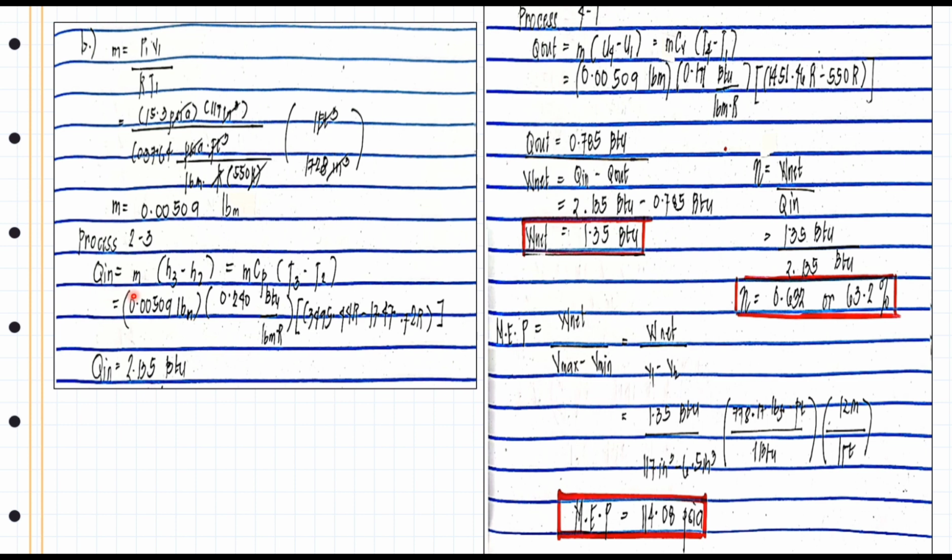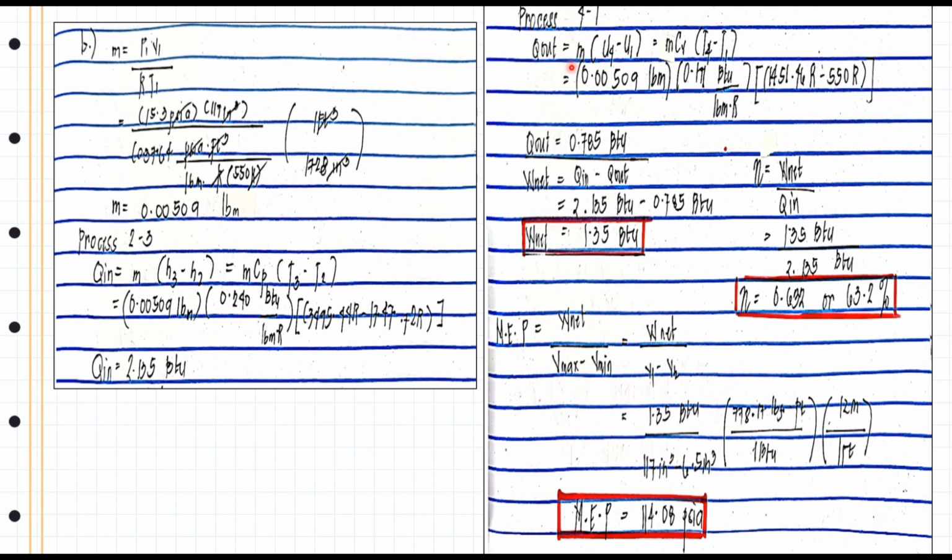For process 2-3, we are going to solve for Qin. Qin is equal to m times h3 minus h2, equals m cp times T3 minus T2. So we have 0.00509 lbm times 0.240 BTU per lbm Rankine times 3495.44 Rankine minus 1747.72 Rankine. So our Qin is equal to 2.135 BTU.